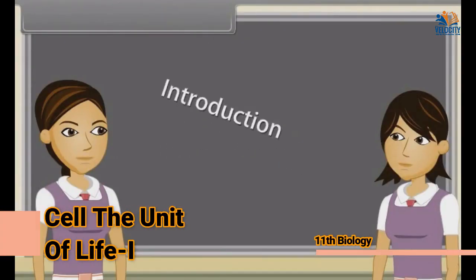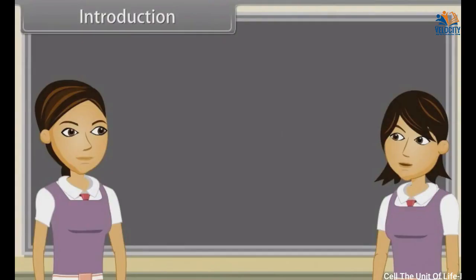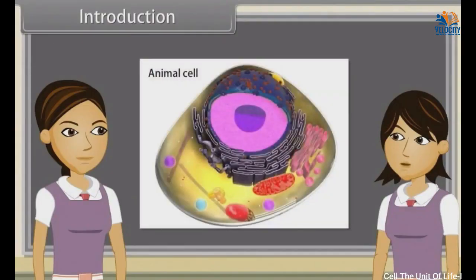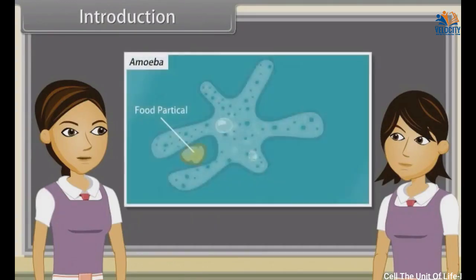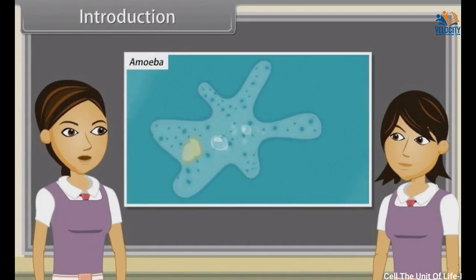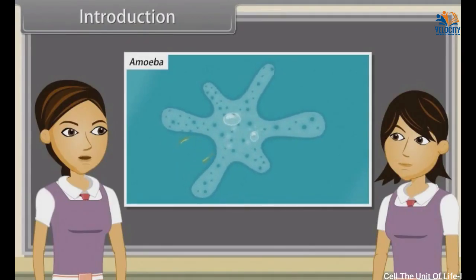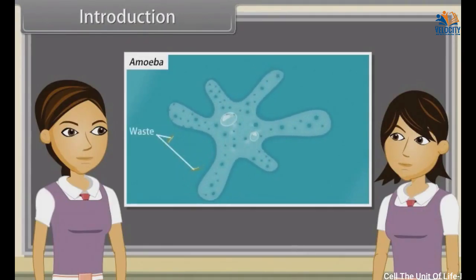Introduction. Hey Ankita, we know that the cell is the structural and functional unit of life, but do you know what it actually means? Yeah, it means a single cell can perform all basic functions of life. Example, movement, intake of food and respiratory gases, respiration and excretion. Yes, you're right. So, come, let's start our new chapter, Cell: the Unit of Life.